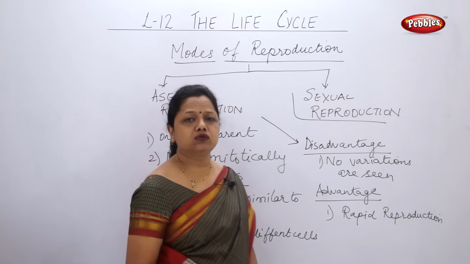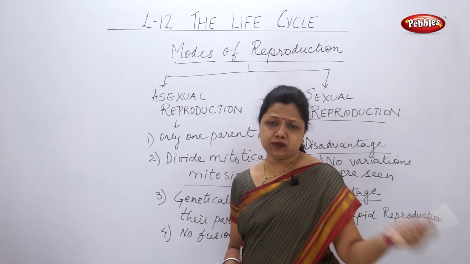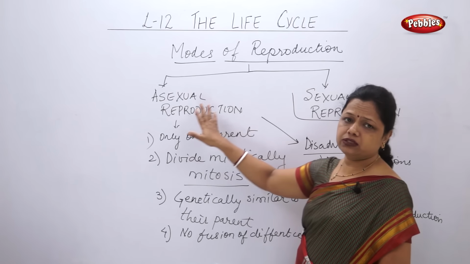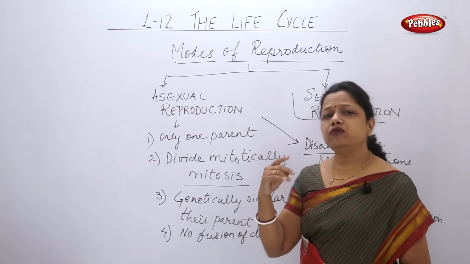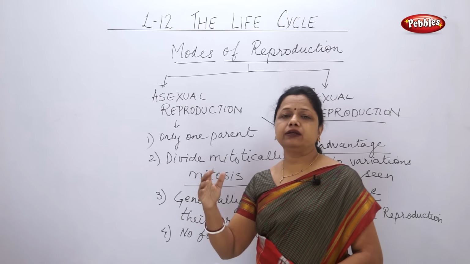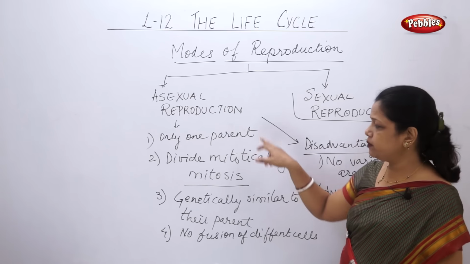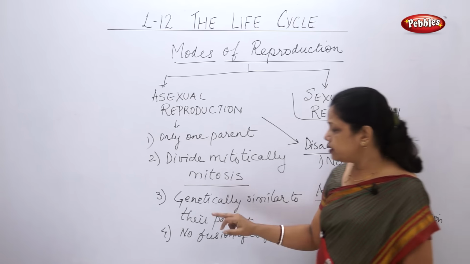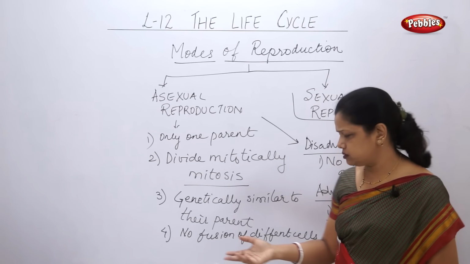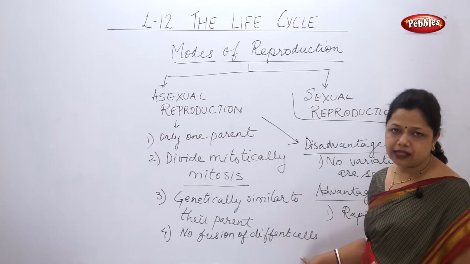So if you are asked to write the characteristic features of asexual reproduction without mentioning the types of asexual reproduction, you have to mention these four characteristic features. Asexual reproduction is taking place in organisms with only one parent involved, no two parents are involved. Then this parent divides into two or four using the process of mitosis, that means it divides mitotically. Third, genetically they are very similar to their parents, similar genes have come, there are no variations. And because there are no variations, why? Because there is no fusion of different cells.